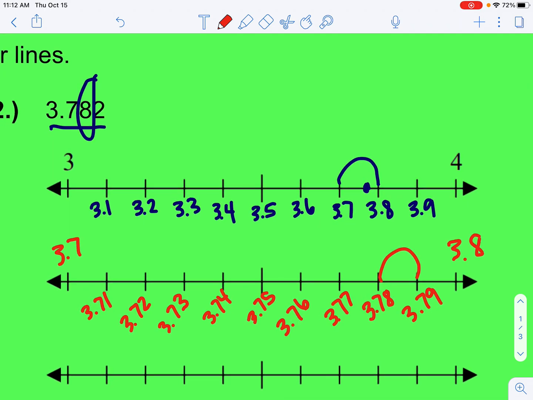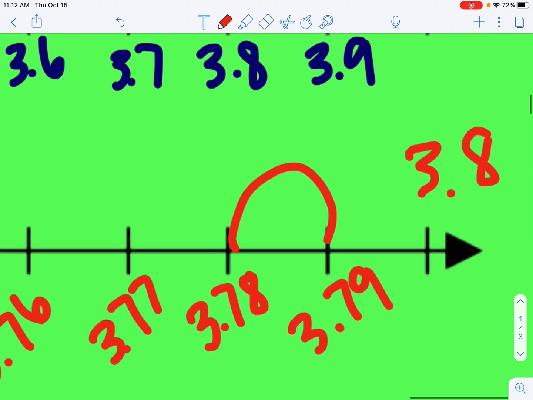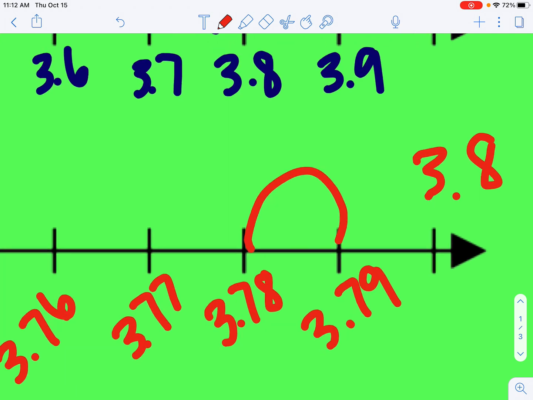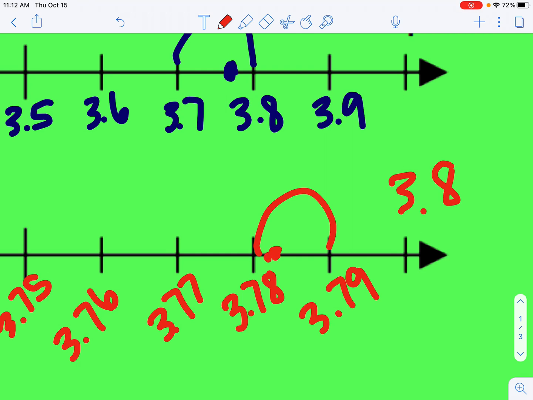But now we need to look at our last number. That last number is a 2. So that tells me I'm not going to be super close to the 3 and 79 hundredths. I'm going to be closer to the 3 and 78 hundredths, because on a number line, 2 is closer to this number than it would be to this number. So I'm going to say 3 and 782 thousandths is about there.